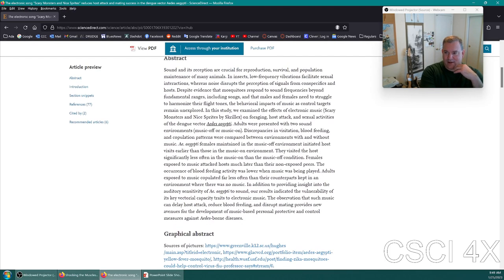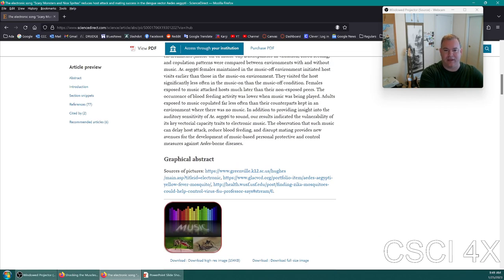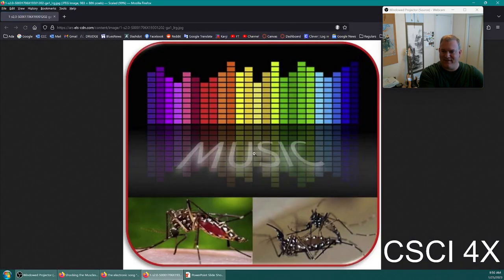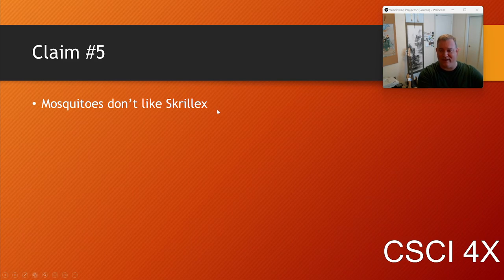They do a study where they have mosquitoes and they play Skrillex or not. When Skrillex is playing, female mosquitoes, which are the ones that bite and draw blood, are less likely to attack. And when they're exposed to music, they copulate far less often than their counterparts when there is no music. So there you go. But is this true? Does that paper justify this claim?